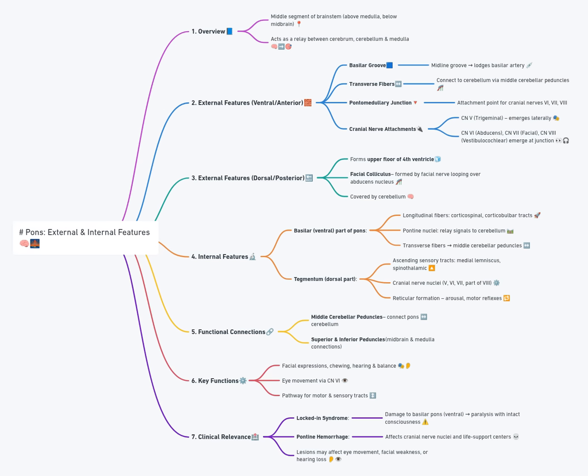In summary, the external features of the pons include its prominent ventral bulge, the basilar sulcus, cranial nerve emergence points, and its contribution to the floor of the fourth ventricle. Internally, it contains essential motor and sensory pathways, cranial nerve nuclei, cerebellar connections, and vital centers for coordination, autonomic control, and consciousness. The pons is both a passageway and a processor linking higher and lower centers and facilitating precise motor control.